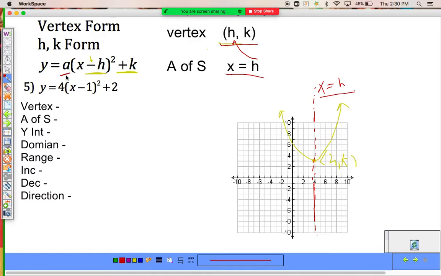All right, the number in front. If my a value in front of my parentheses is greater than 0, which is a positive number, my graph is going to open up. All right, so write that down. If my a value is greater than 0, it opens up. If my a value is less than 0, it's going to open down. That's going to be my direction. If my a value is greater than 0, which is a positive number, my graph is going to go up. If my a value is less than 0, it's going to go down.